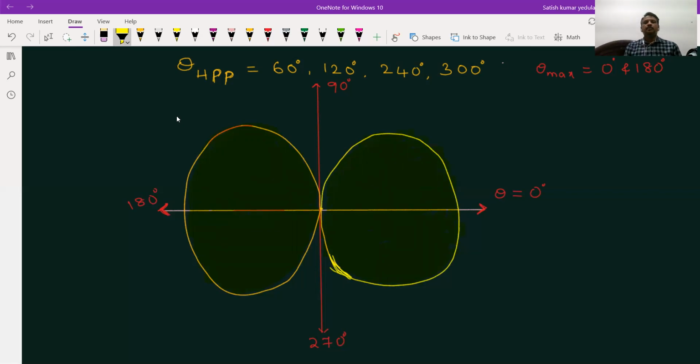But don't just think that the radiation is only present in these lobes. It will be moving. It will go up to some hundreds and thousands of kilometers. That's where the field will be calculated at a very far distant point. So now if you observe carefully, everywhere the radiation will be present except along this 90 degrees.